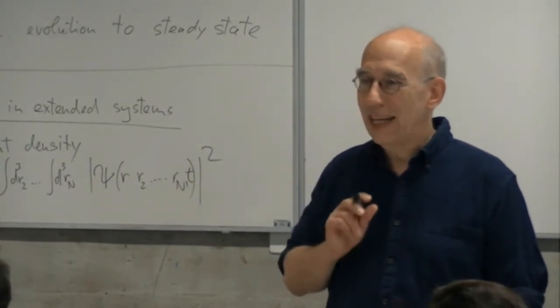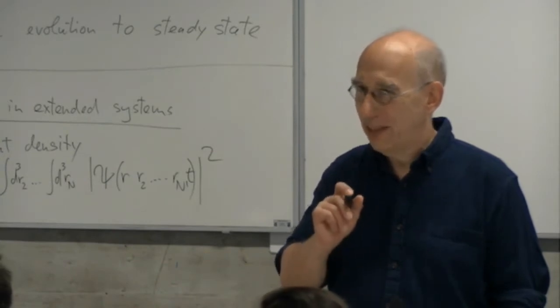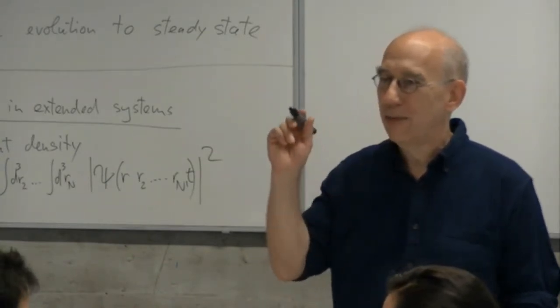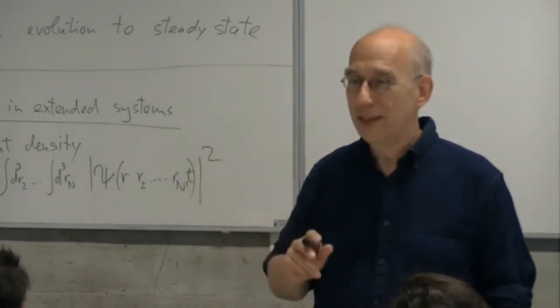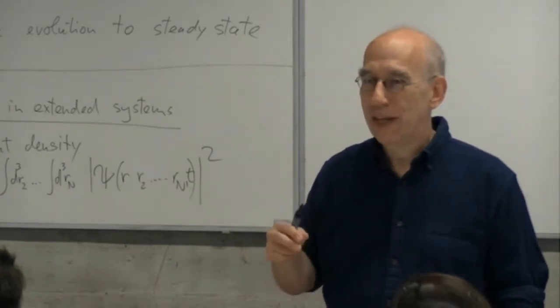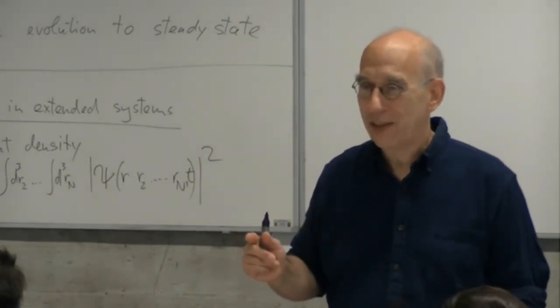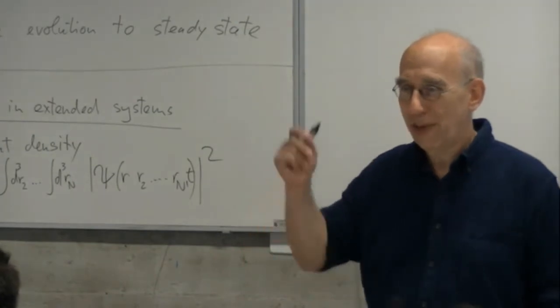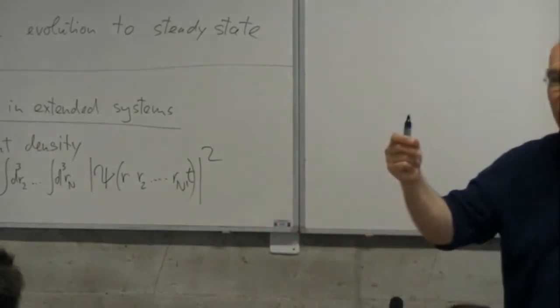It's external to the electrons. It's a very good question. It is a two-body interaction. It's an interaction between nuclei and electrons. That's right. But with respect to the electrons, it's not a two-body interaction. So from the point of view of the electrons, the nuclei are external.